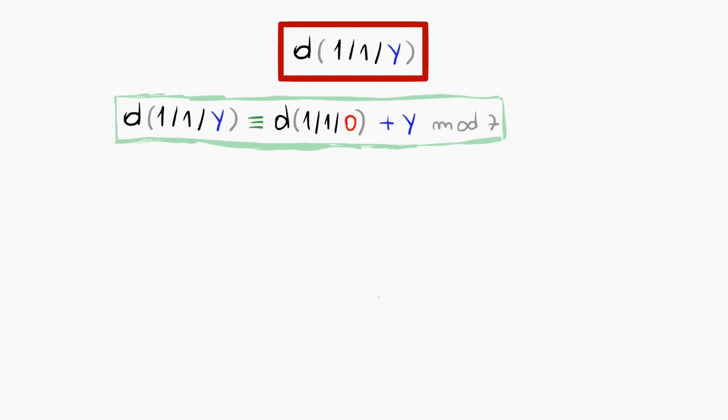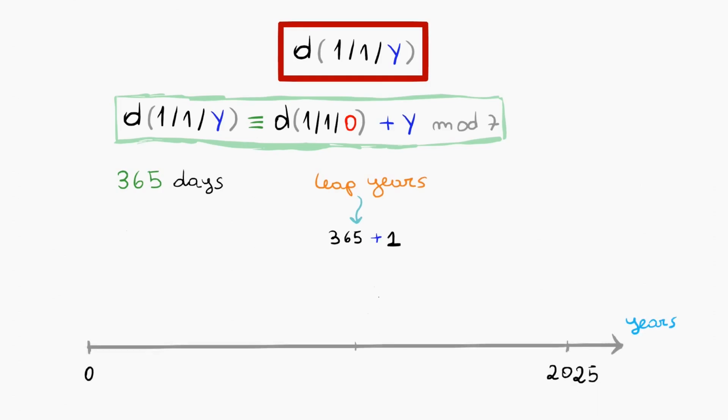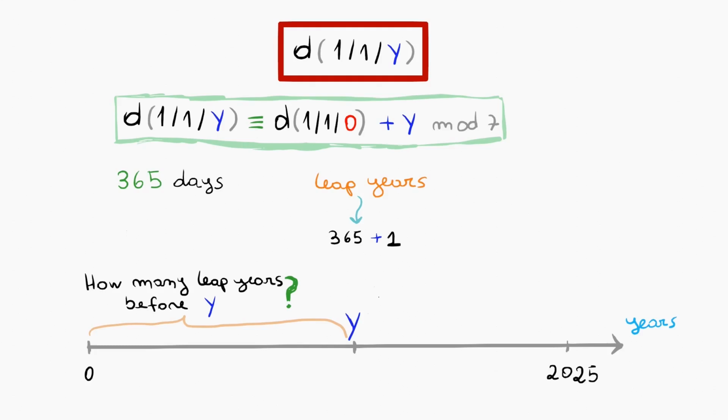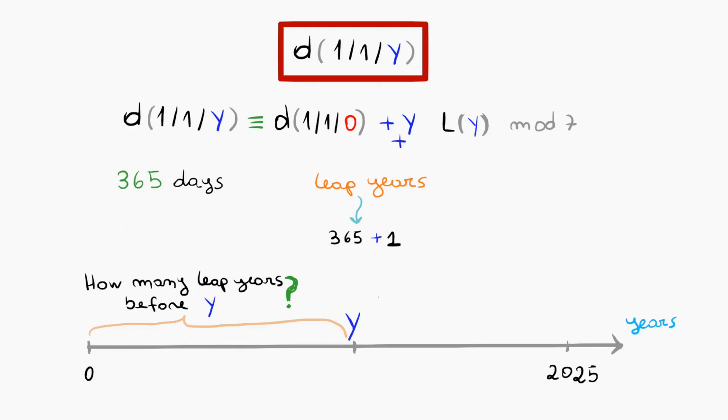Let's see why. In our calculation, we assumed that all years have 365 days, but we know that this is not true, since there are leap years that have an extra day. How would this affect our formula? Well, let's suppose that we are interested in knowing the day of the week of January 1st of a given year. We know that before the year, there will be some leap years. Since each leap year has an extra day, we need to know the exact number of leap years prior to the year, a number we will call L of y. And that number must be added to the expression found previously.